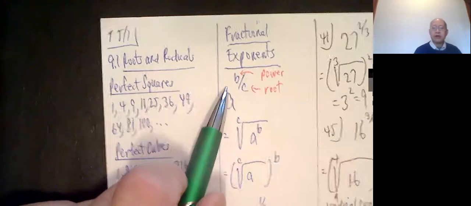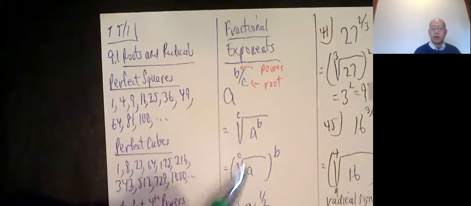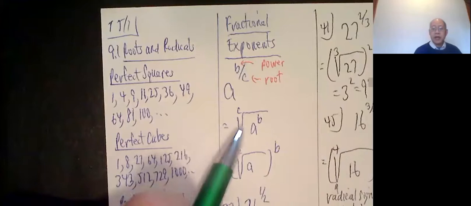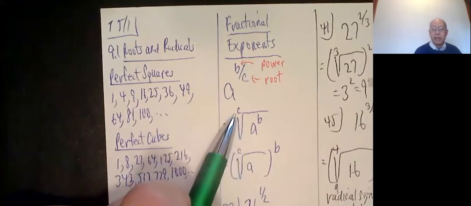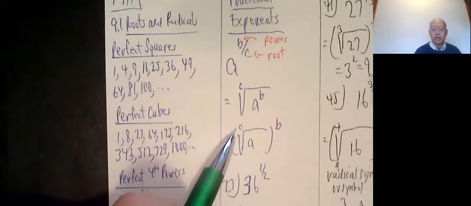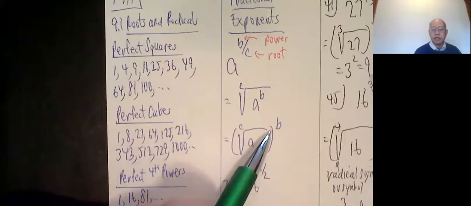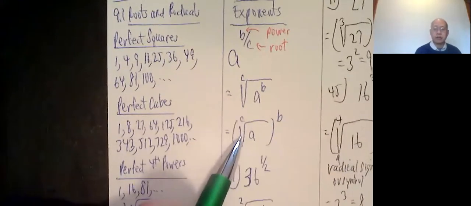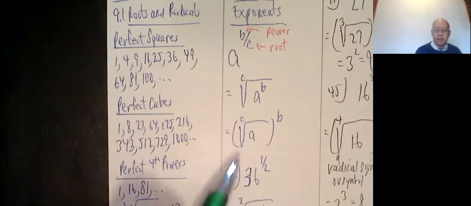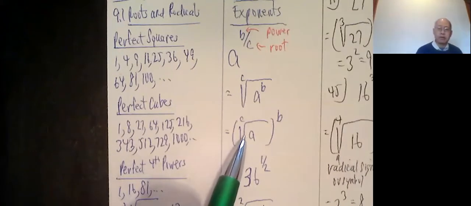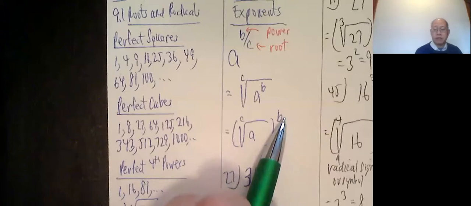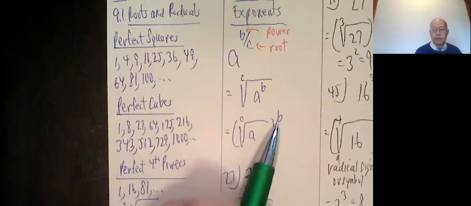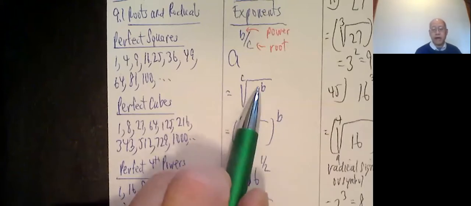So A to the b over c means this or this. A to the b power and take the cth root, or you can take the cth root first and then raise to the b power. This is easier to write, but in terms of computation, this is normally easier to do. Normally when you take a root, the number becomes smaller, and then when you take the power, it gets bigger. So we normally would rather do it that way than to start off with the power. That usually gives you a bigger number, and it's harder to deal with.